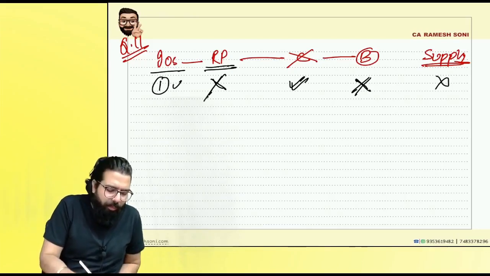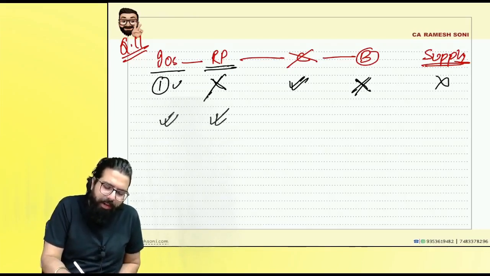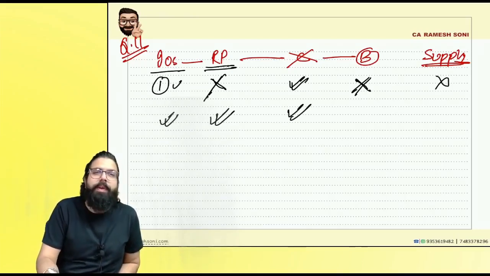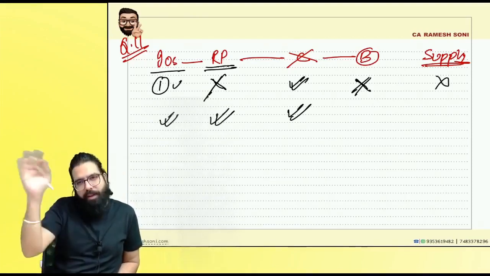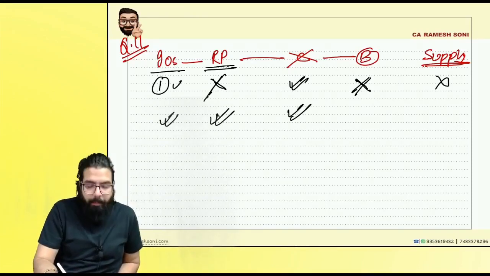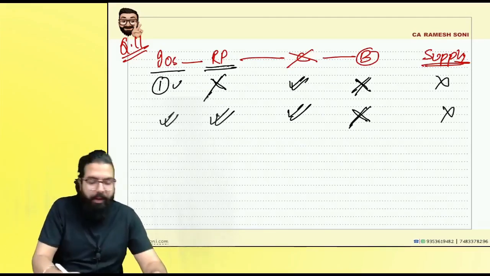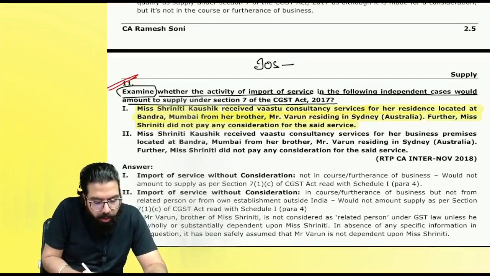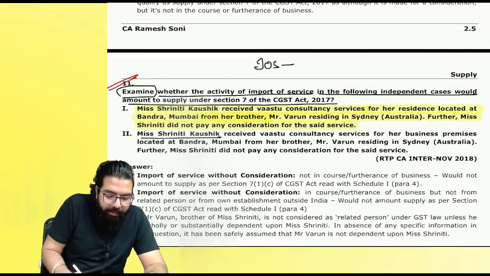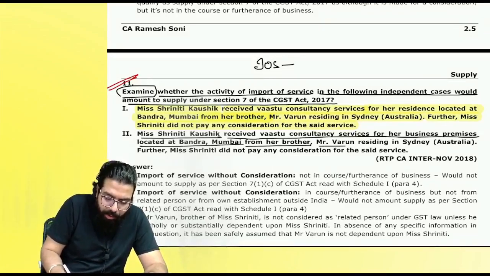Even if we assume importation of service from a related person without consideration, say he is your dependent brother, then he is a related person, but it is still not for your business, and hence it will not be a supply. Is my point clear? Let's read more. Miss Sriniti received Vastu consultancy service for her business premises located in Bandra from her brother, Mr. Varun. Further, Miss Sriniti did not pay any consideration. Here it is for what?